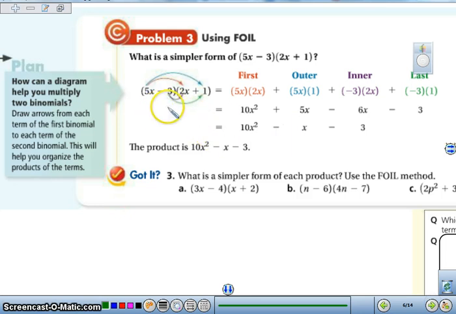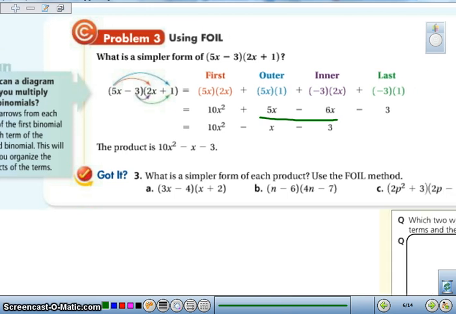When you look at the problem using FOIL, I am now looking at the first: 5x times 2x gives me 10x squared. The outer, 5x times 1. Those are the outside two terms, 5x. The inner, negative 3 times positive 2x. Be careful that you always keep the sign, and then multiply the last of each of those. So then, again, you are still adding your like terms, and our like terms here are our middle two terms: 10x squared minus x minus 3.